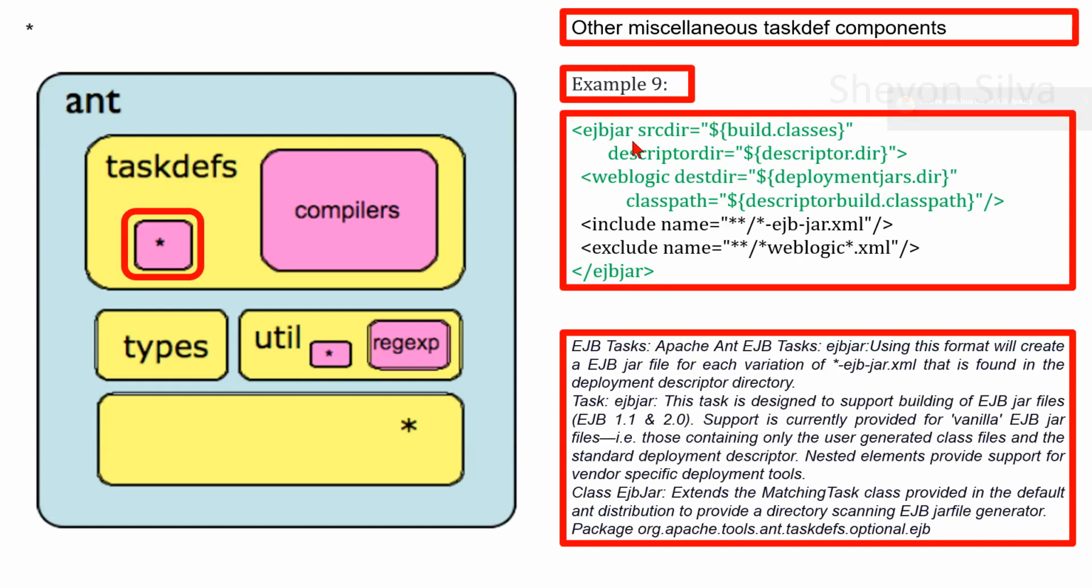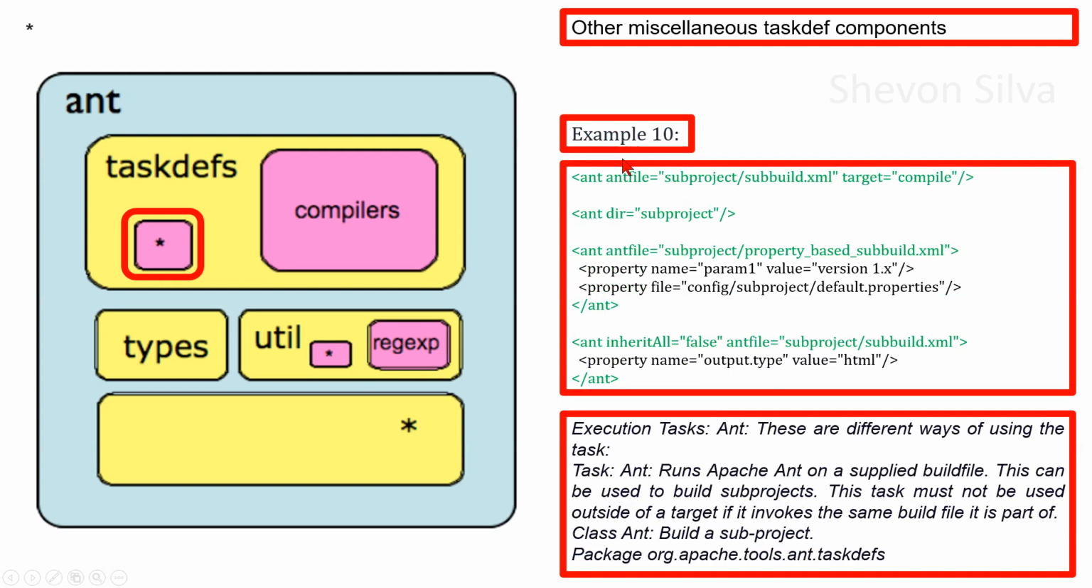With regarding API, the class EJB jar extend the matching task class provided in the default Ant distribution to provide a directory scanning EJB jar file generator. This is in the package org.apache.tools.ant.taskdefs.optional.ejb. Now we are considering Ant in execution tasks.